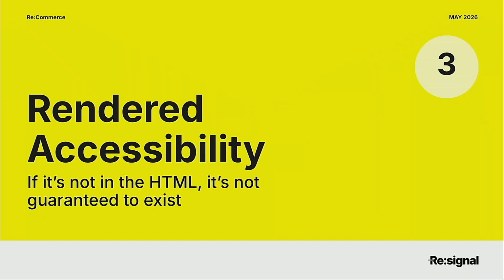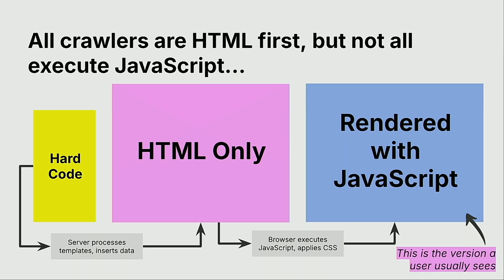On to my third point. We're going to get a little bit more technical now, and talk a little bit about rendering. If the information is not in the HTML, then it is not guaranteed to exist in the eyes of a crawler. I'm not going to go into too much detail about the whole retrieval process, but there are two key versions of your website that a crawler might see.